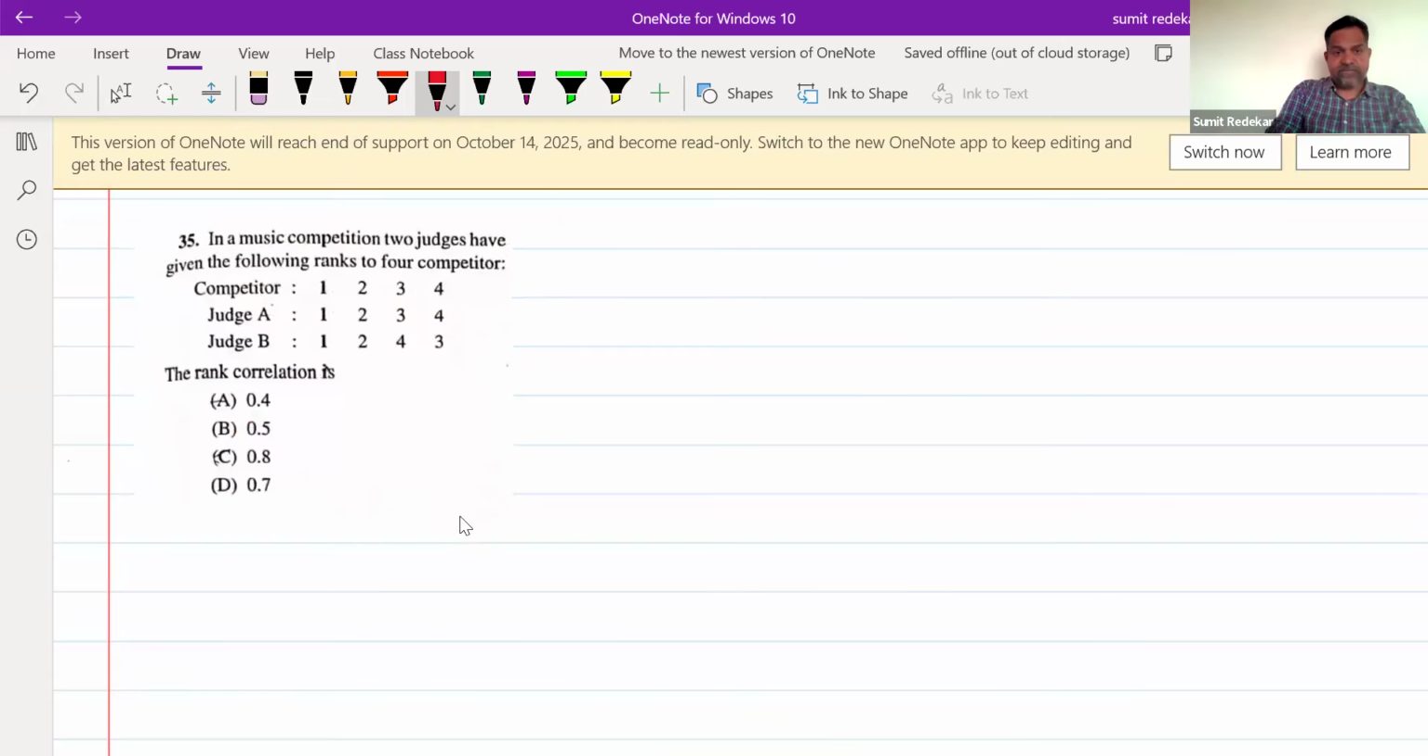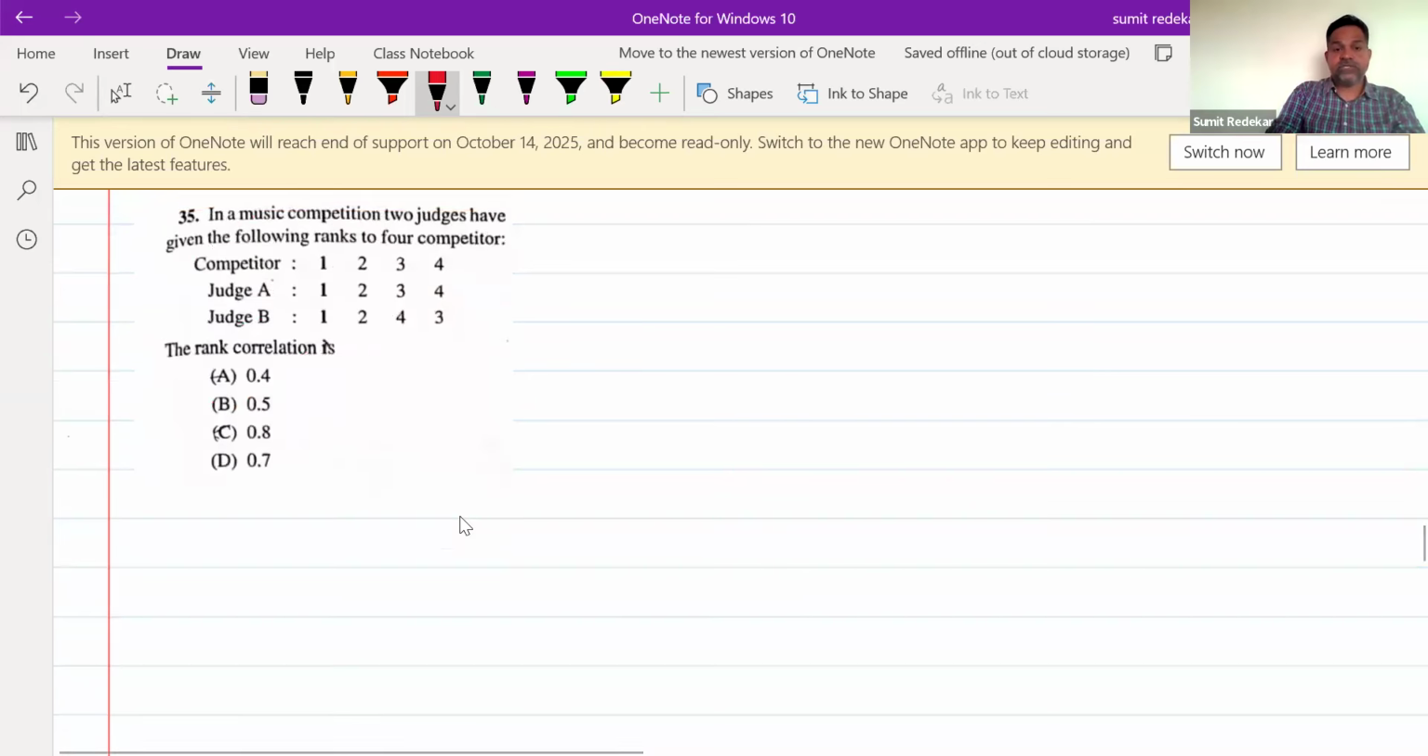Question number 35. In a music competition, 2 judges are given the following ranks to the competitors. What is the correlation coefficient? 1 1, 2 2, 4 3. ये थोड़ा चेंज हो गया, नहीं तो perfect 1 हो जाता. तो कोई बात नहीं. Rank of judge 1 and rank of judge 2: 1 2 3 4 and 1 2 4 3. What is the difference between the ranks? 0 0 -1 and 1. What is the square of the differences? 0 0 1 and 1.